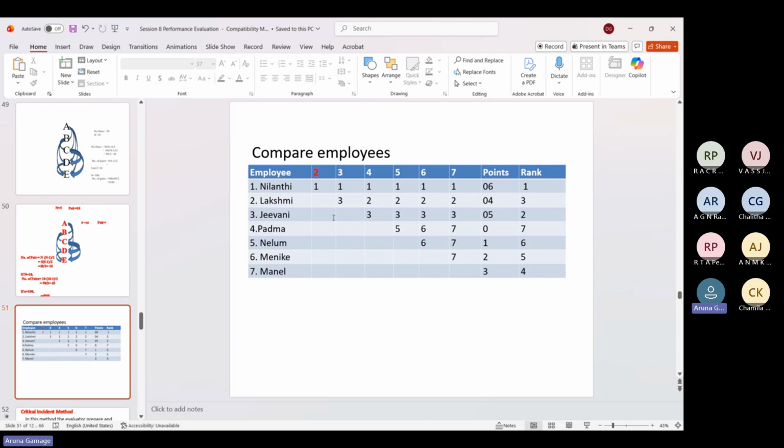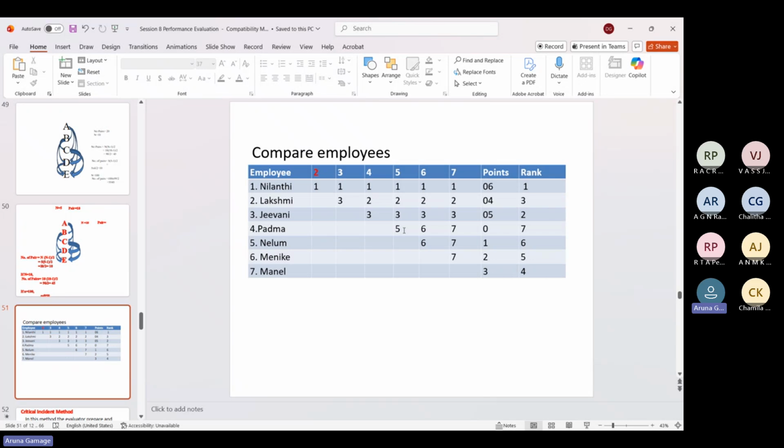Take Jeevani. Jeevani is not compared with Jeevani. We compare Jeevani with Padma. Jeevani is the best. When Jeevani is compared with the fifth one, Nelum, who is the best? Jeevani is best. When Jeevani is compared with Manike, who is the best? Jeevani is the best. When Jeevani is compared with Manel, who is the best? Jeevani is best. Okay. Take Padma.